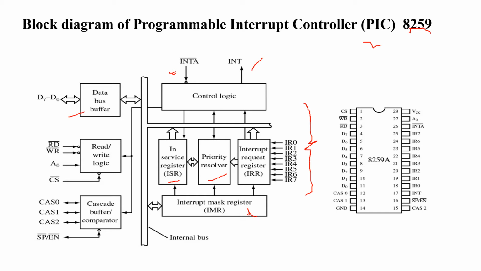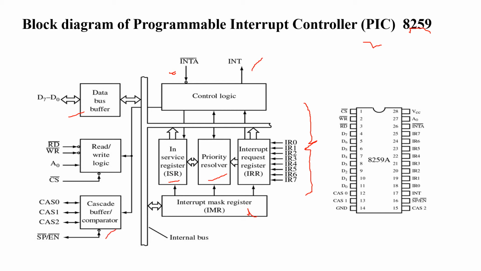Coming to this data bus buffer, the D0 to D7 8-bit long data bus is used for communicating with the microprocessor. The related read-bar and write-bar signals are interpreted by the read-write logic unit. A0 is the address line which works in association with the initialization command word and operation command word for decoding purposes. CS bar stands for chip select, which is active low. When it is connected to 0, this read-write logic gets enabled.